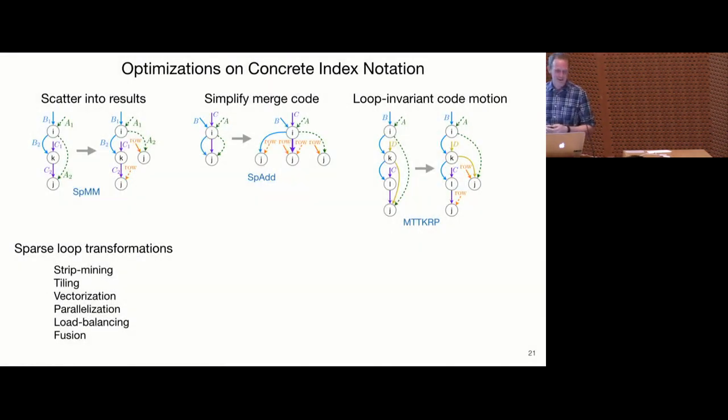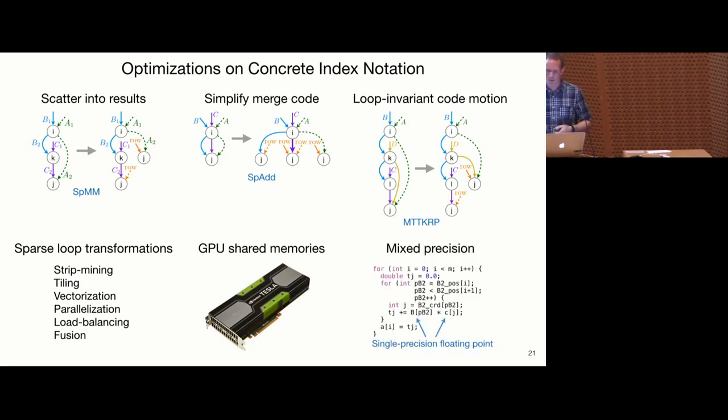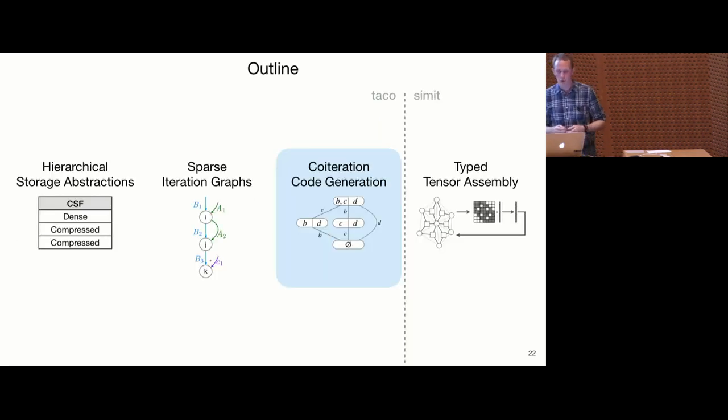Great. Doing loop transformation on sparse loops is more complicated and may not yield good performance, but it is possible, and sometimes it's a good idea. You can also use them to target GPU shared memories by tiling, creating temporaries, and then scattering into those, and then pinning those to GPU memory. And you can use it to create mixed precision kernels.